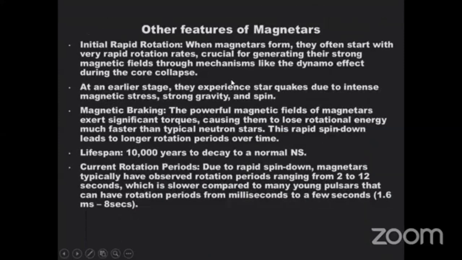So other features of a magnetar are, now, initial rapid rotation. When magnetars form, they often start with a very rapid rotation rate. This is crucial for generating their strong magnetic field through mechanisms like the dynamo effect during core collapse. Now, because of this huge spin they have in their initial lifetime.